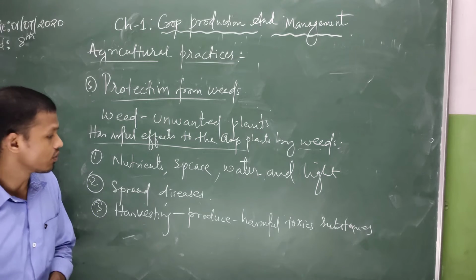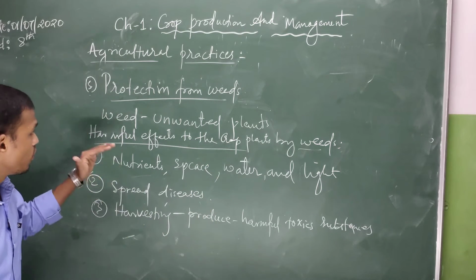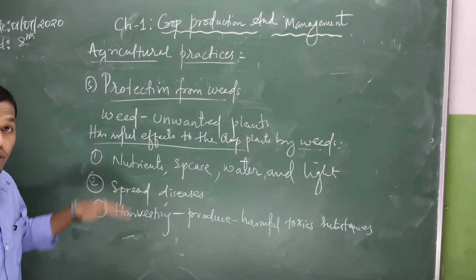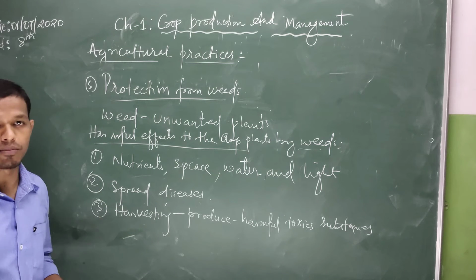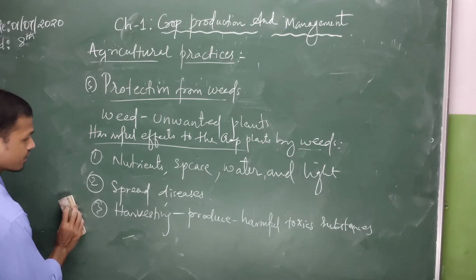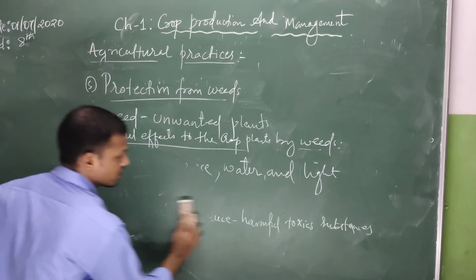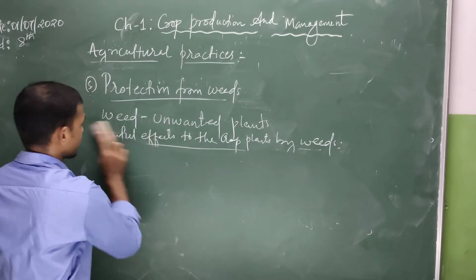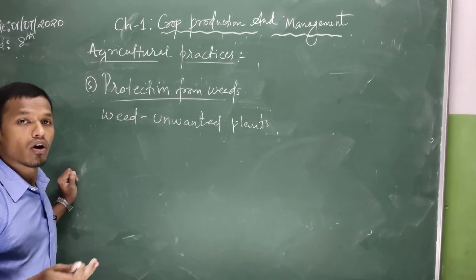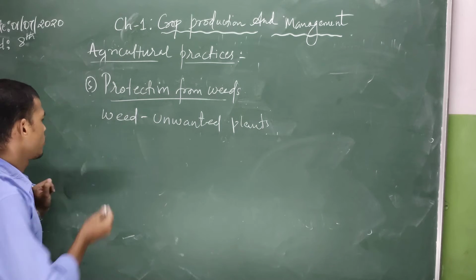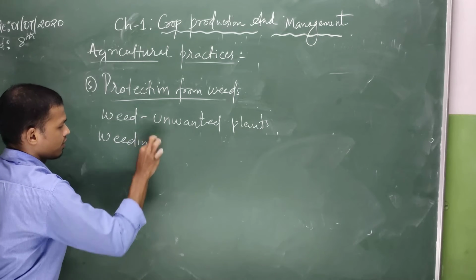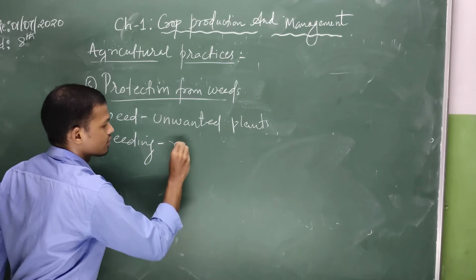So this is the harmful effect of weeds. Therefore, we need to remove the weeds from the crop field. That is known as weeding. I hope you understood this one. Simple definition: removal of weeds is called weeding.